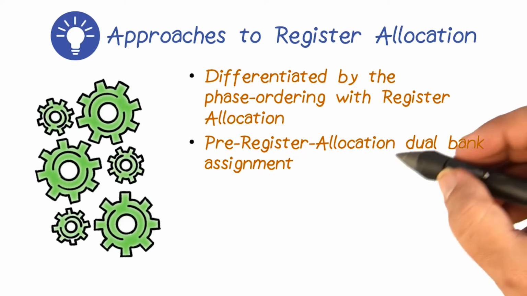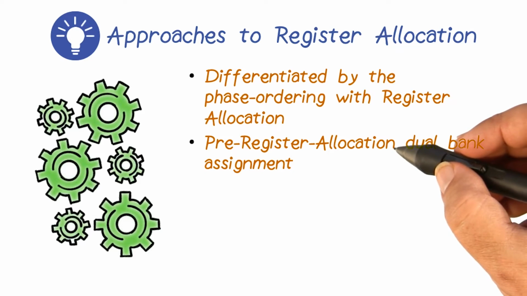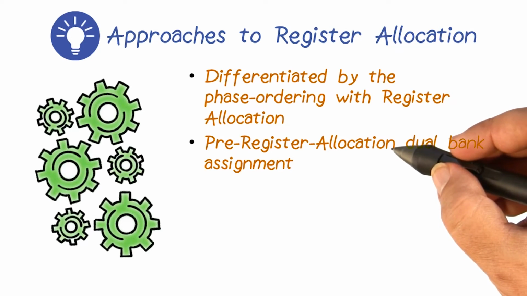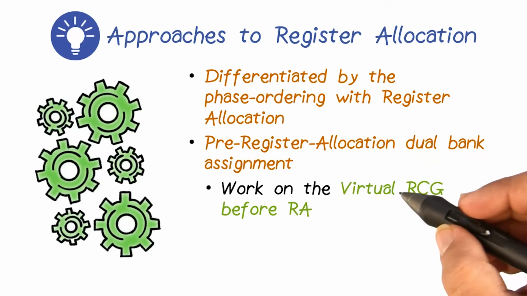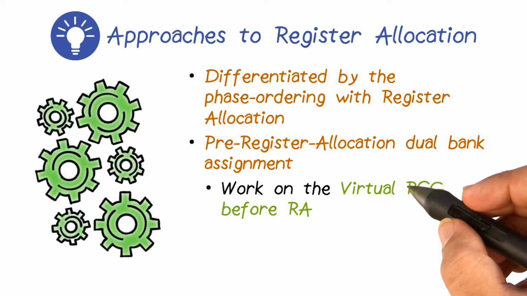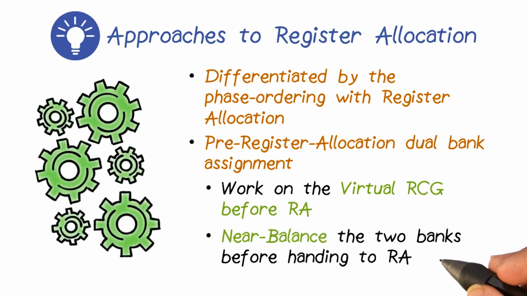So the first approach could be that we do this dual bank assignment before we carry out actual register allocation. We call this a pre-register allocation phase. So how do we do it? We do not have the register allocation done yet, but we do have the virtual registers allocated, an interference graph based on the virtual registers, and we work on that abstraction. And what is our goal? Our goal is to near balance the banks before handing it to the register allocation phase. So carry out this dual bank allocation or assignment on the virtual registers and make sure that each of the banks are almost balanced, and then give it to the register allocator.